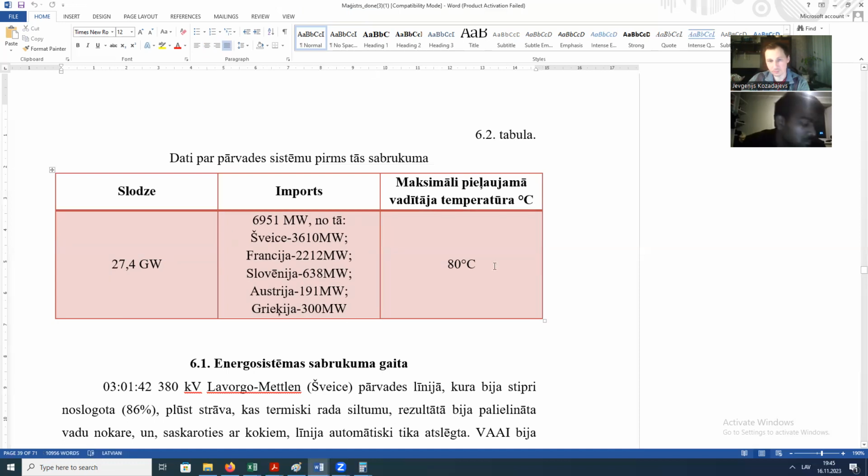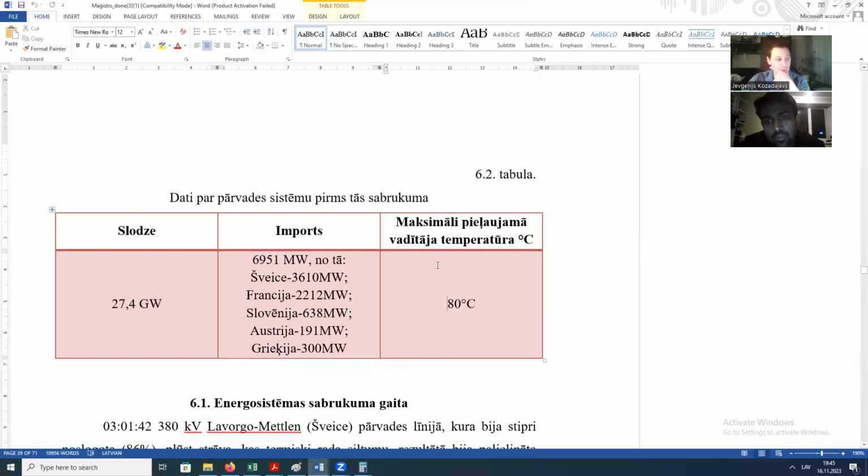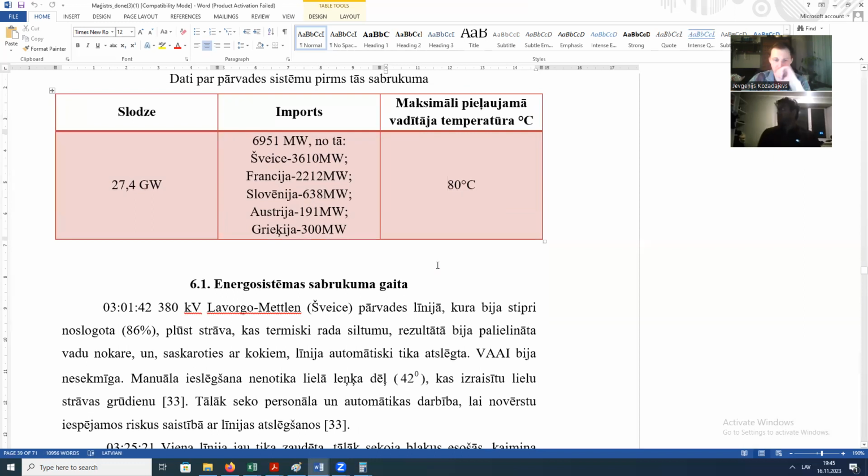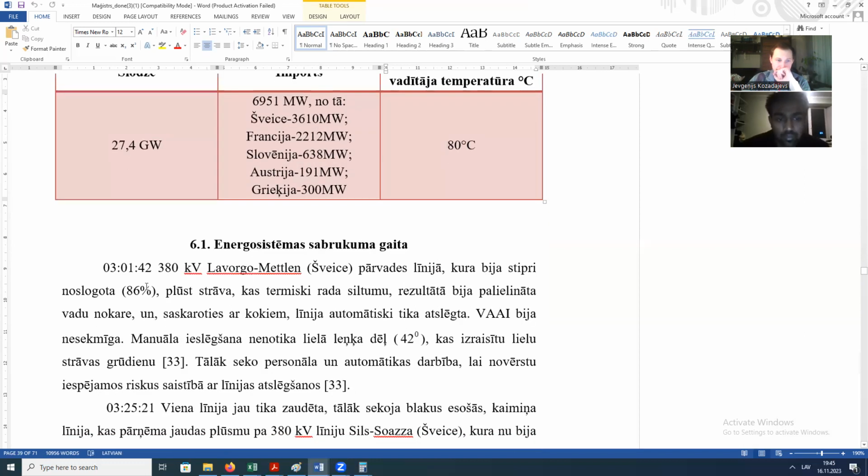Yes, and one very important parameter is the maximum temperature for wires, for transmission line wires. Why is this so important? Because from this overload disconnection, sorry, I'm wrong. Okay, the scenario: the 29th of September, night time, 3 o'clock.